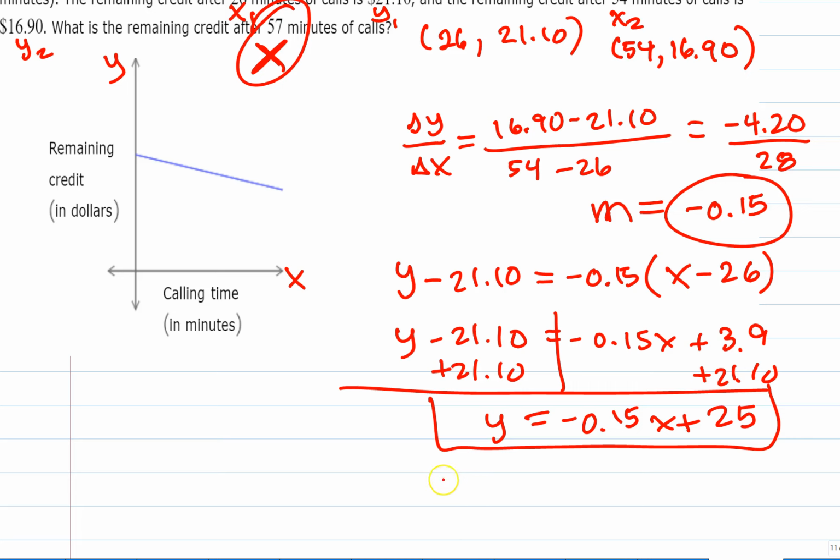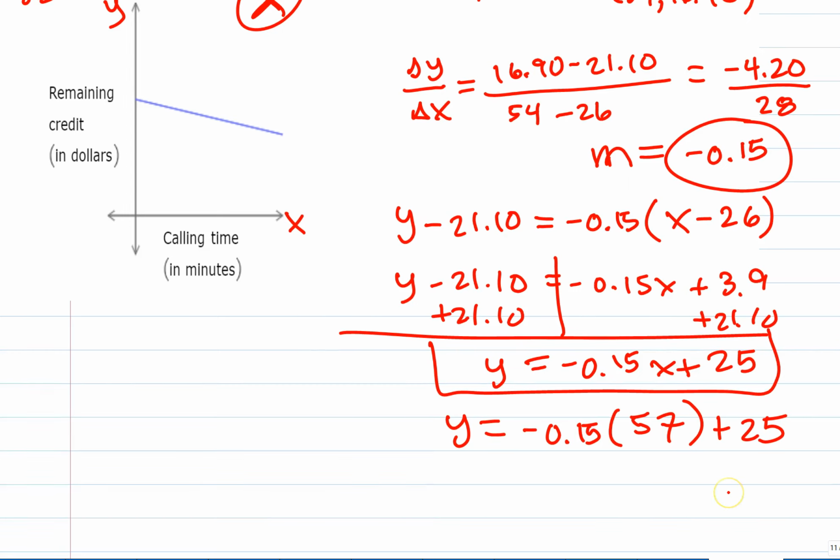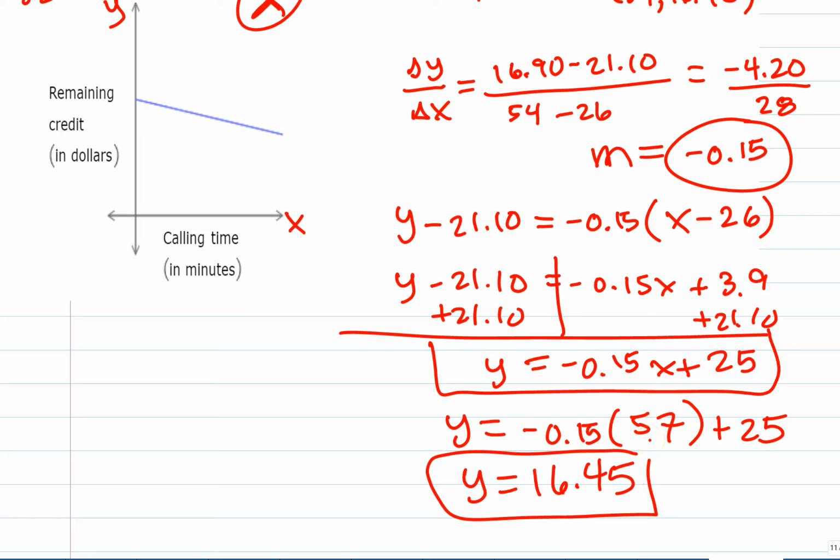Take that 57 and plug it in for x. So what is, and you literally can do all that in your calculator. What is negative 0.15 times 57 plus 25? 16.45. And that's the y, which is the remaining credit after 57 minutes. Told you that was going to be the hardest thing we do is when they give us 2 points. Now we just added words to it.